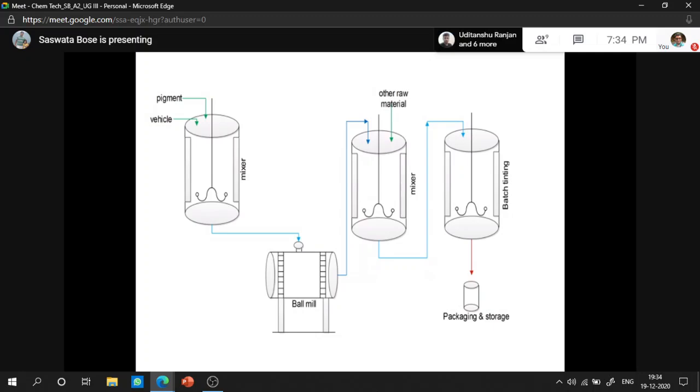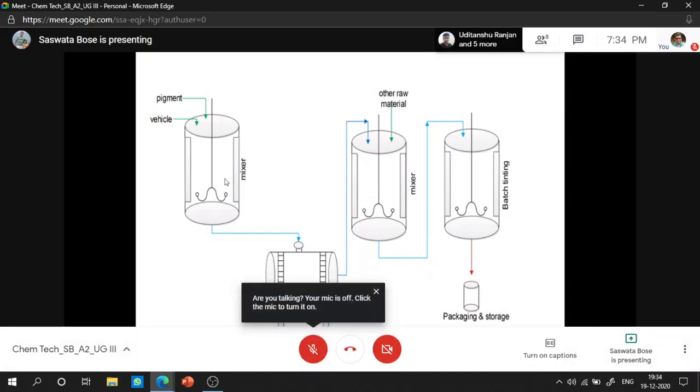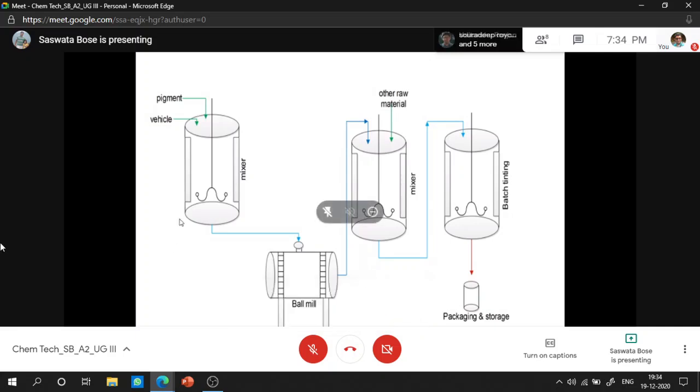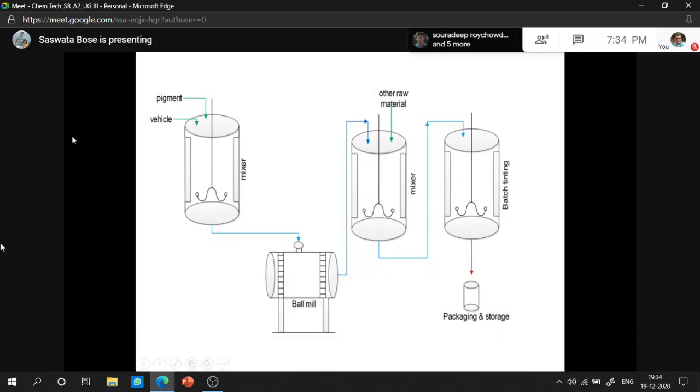In the first step, pigment and vehicle are mixed in a high-speed mixer. This is the high-speed mixer, called a flat tech mixer. You can see an agitator is placed in between, and there are baffles over there. Basically it's an agitator vessel, which you studied in mixing. Then the mixture is fed to a grinder or high-speed disperser. Here generally they use the ball mill.